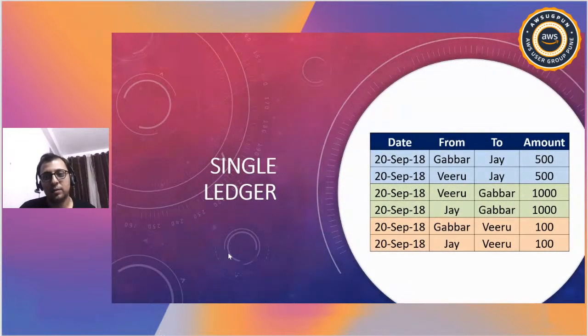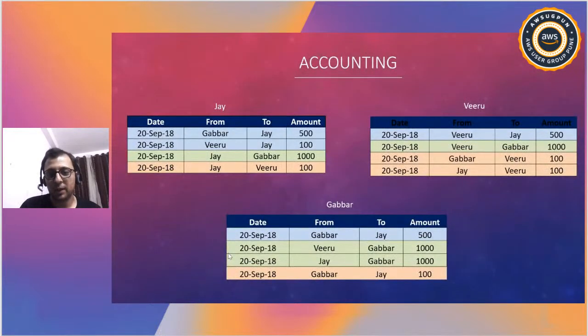Jay will make an entry that Gabbar will pay Jay, Viru will pay Jay, Viru will pay Gabbar. So these entries are made by Gabbar and Viru as well. This is a single ledger, a notebook kept in the common room, where everyone makes an entry. And then, out of the 12, how many entries are there now?